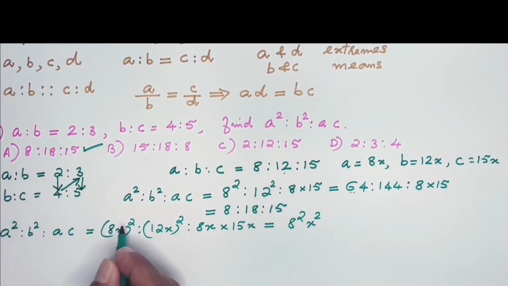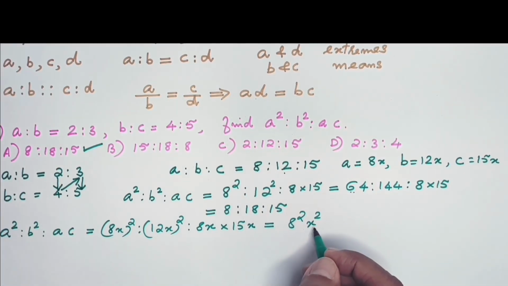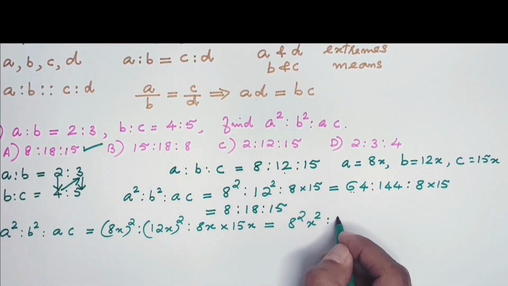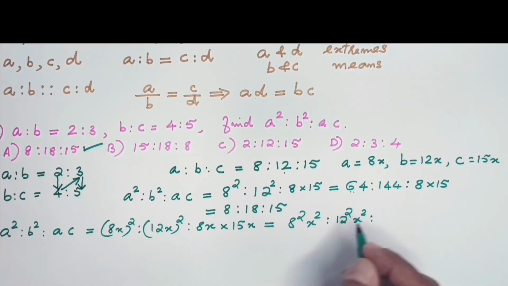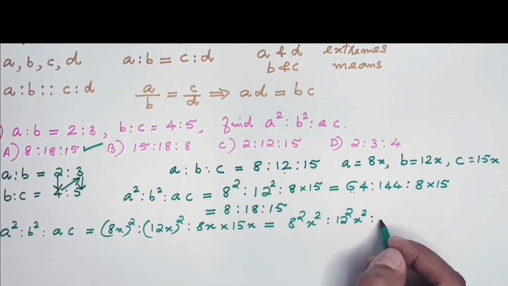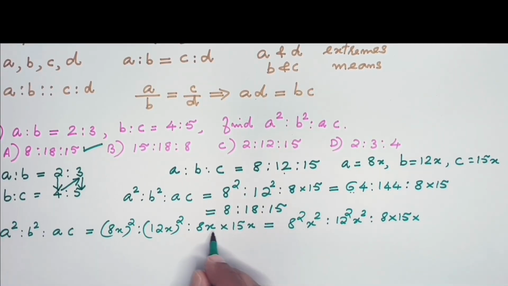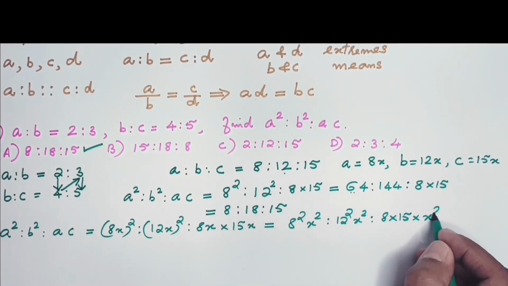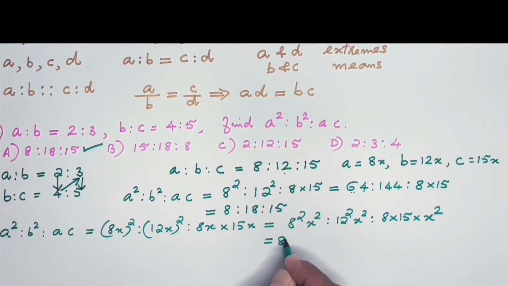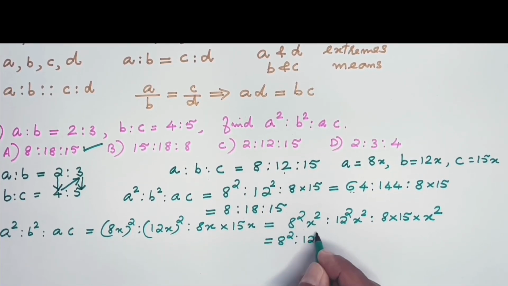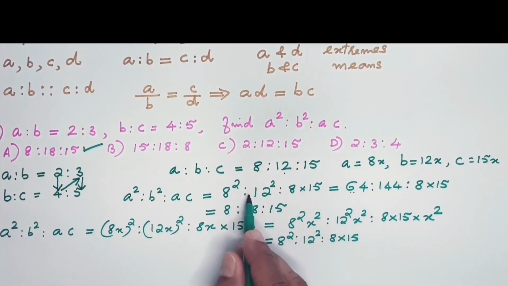This equals, distributing the power 2 to both the terms, you get 8 square multiplied by x square is to 12 square multiplied by x square. Let me combine the constants. 8 and 15 multiplied by x into x, x square. You can see x square being common. So cancelling that, you get 8 square, 12 square, 8 multiplied by 15. And that's the same as this.